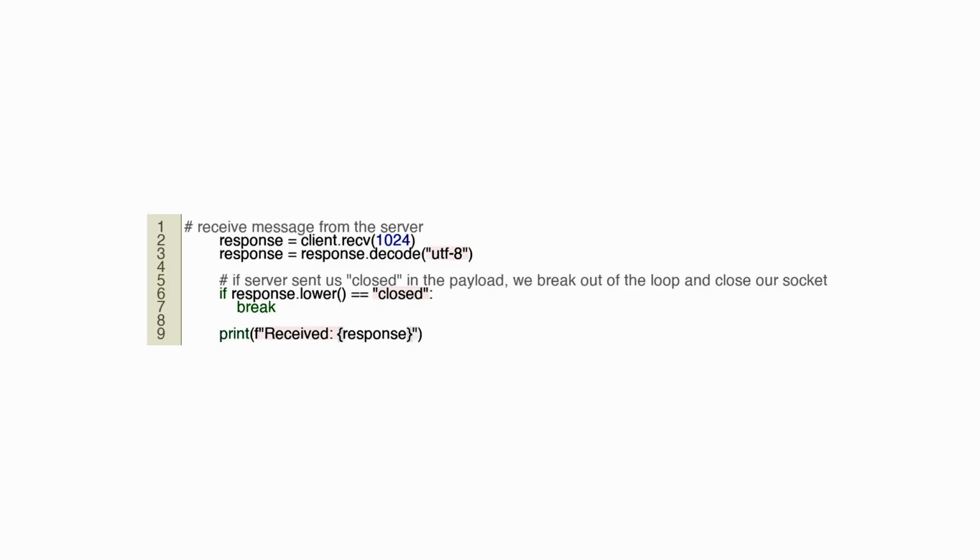When the server receives a message from the client, it will send a response back. In our client code, we need to be able to receive and handle the server's response. To do this, we use the receive method in the communication loop to read a maximum of 1024 bytes.